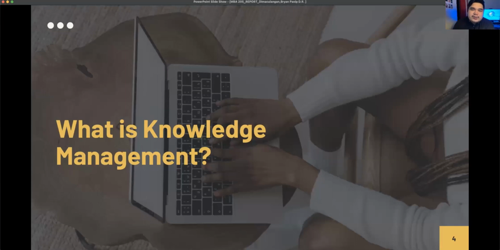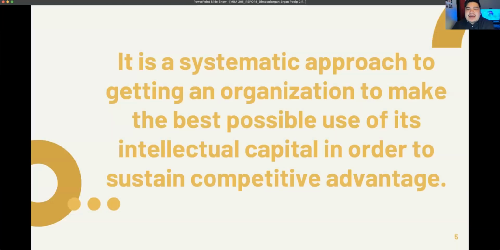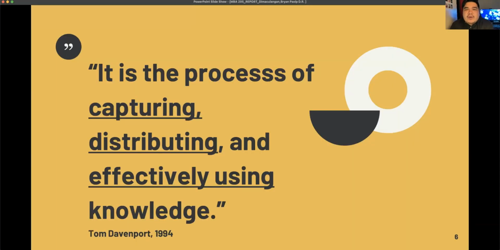Knowledge management, by definition, is a systematic approach to getting an organization to make the best possible use of its intellectual capital in order to sustain competitive advantage. Another perspective in defining knowledge management is that it is a process of capturing, distributing, and effectively using knowledge. That was defined by Tom Davenport in 1994. So what do we mean by capturing, distributing, and effectively using knowledge?